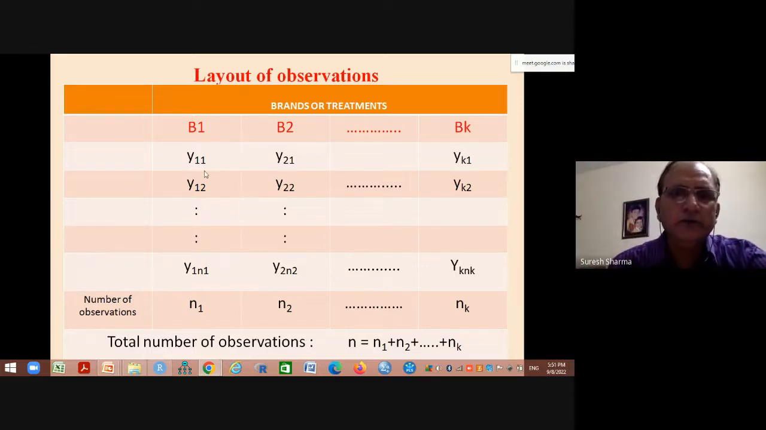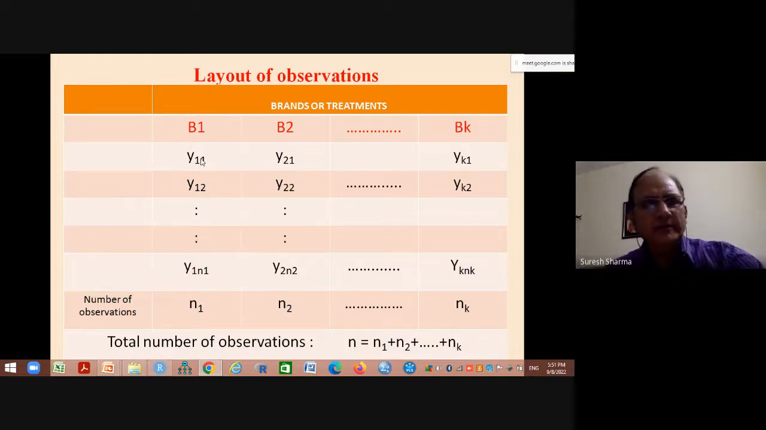So here you can see how the observations are. Y11. When the first tube, let's say, burns for 84 hours, your Y11 is 84. Second tube. How many tubes have I taken from the first brand? 1, 2. Look at the first subscript. First subscript is fixed, 1. That means I am referring to brand number 1. But the second subscript is varying, 1, 2 up to N1. That means I have taken N1 number of tubes from brand number 1. Is the notation clear?